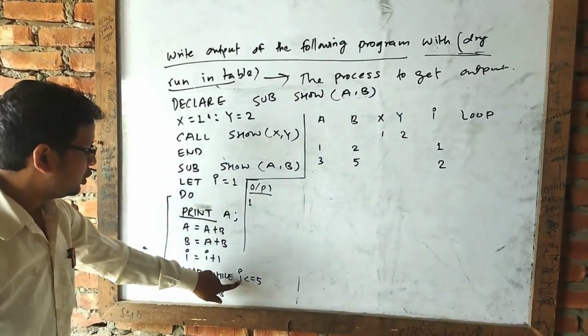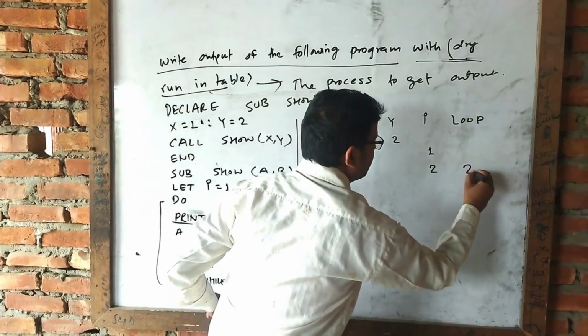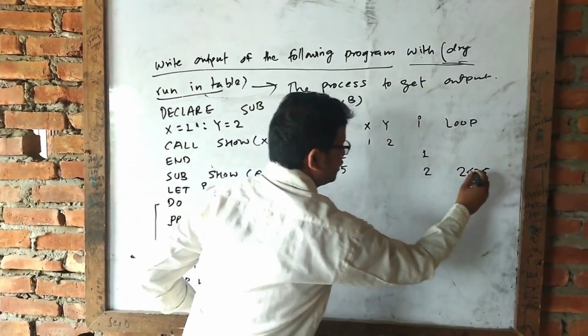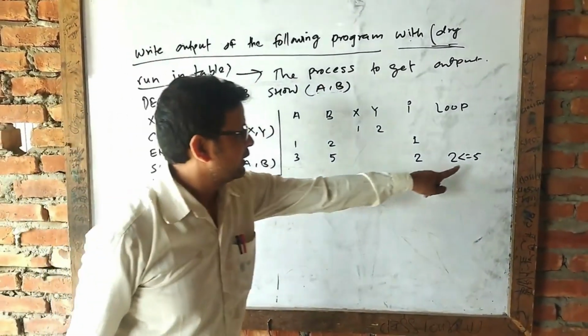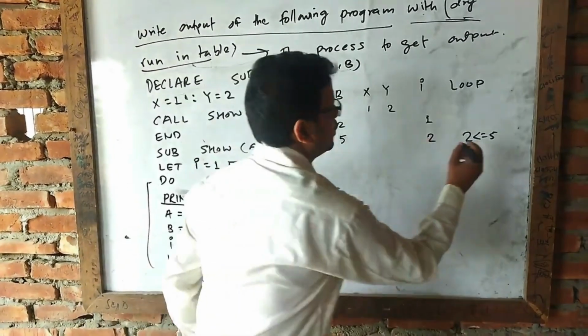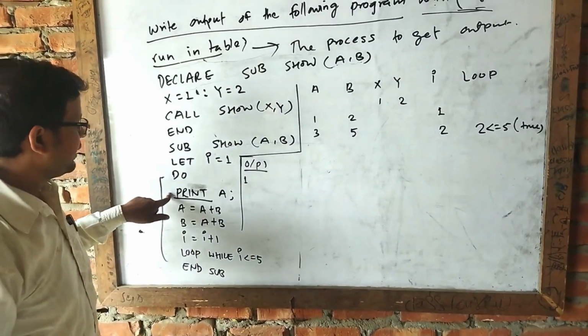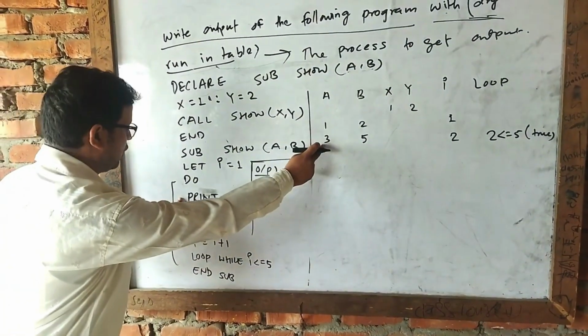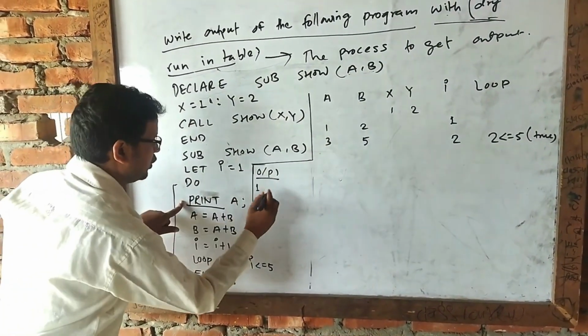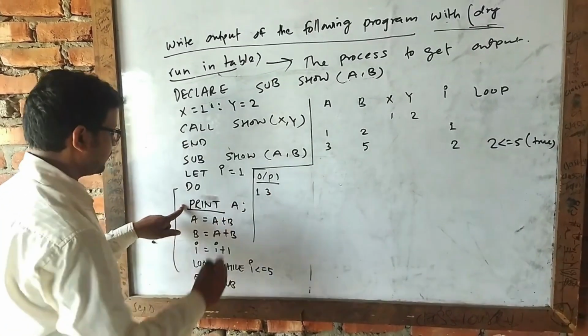In the loop, 2 is less than or equal to 5. So is this condition true or not? You can see here, it is a true condition. So it again goes into the loop and prints A. Then you get the value of A, 2, 3. So here it is 3.